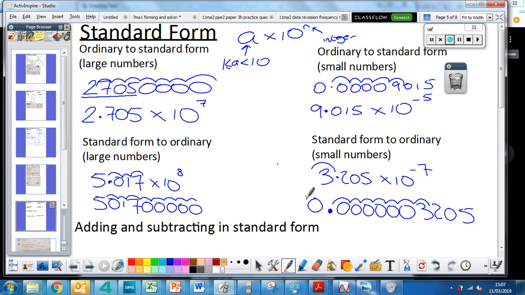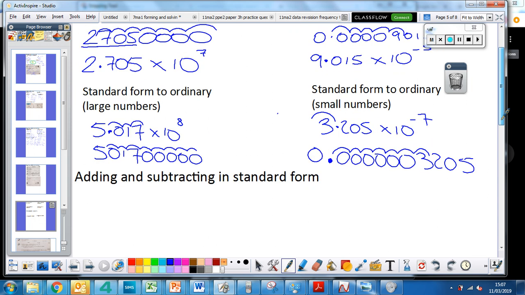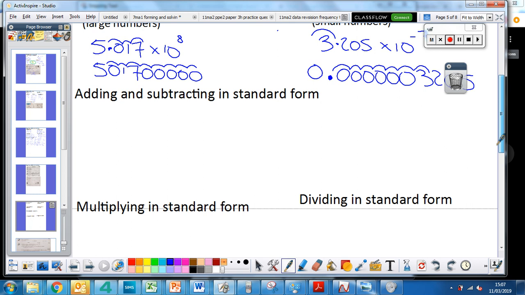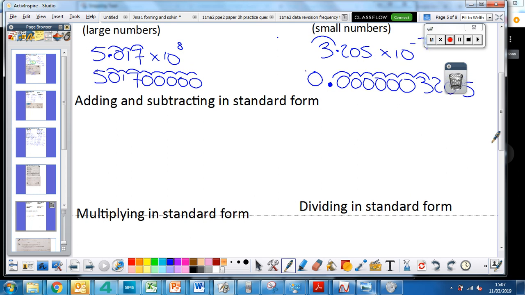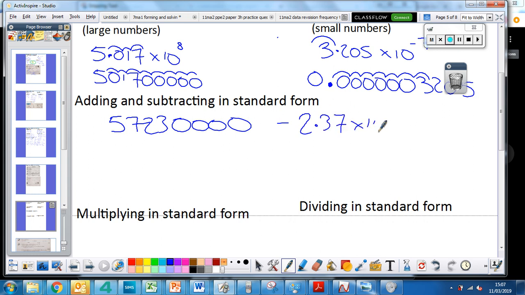Okay, if you're lucky enough to get a question like one of those 4, well done. You're more likely on a higher paper to get a question that looks something like these, where we're adding and subtracting and we're multiplying and dividing. So when you're adding and subtracting in standard form, you might get something like this. It might say to you, what is 5723000, and you might have to subtract something like 2.37 times 10 to the power 6.